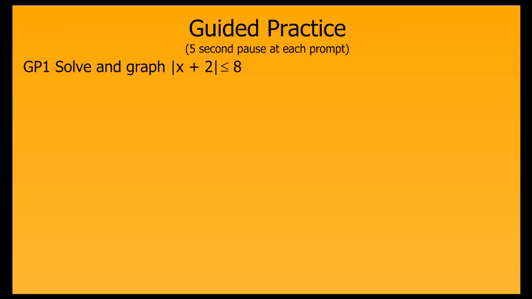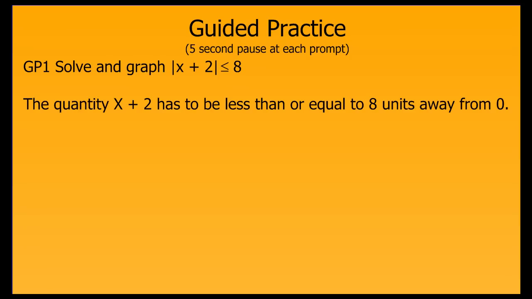So our first question is, what are we trying to do here? What we're trying to do is solve and graph this absolute value inequality. How do we do that? First, we figure out what this really means. This means that the quantity x plus 2 has to be less than or equal to 8 units away from 0. Now what?